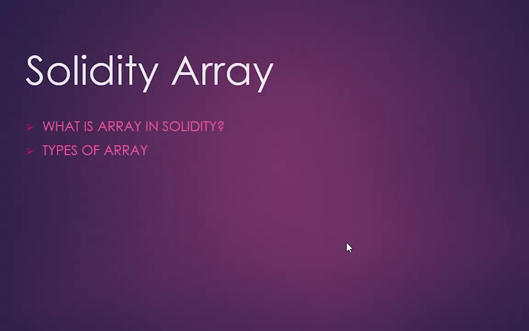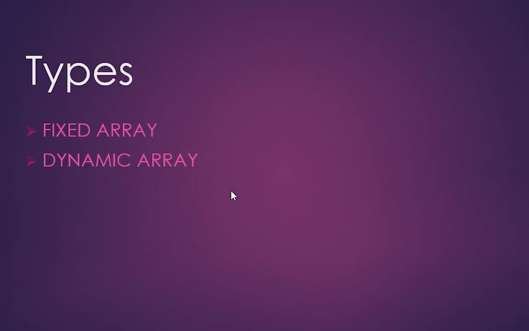Hi Tech family, welcome to part 11 of the Solidity programming language course. And this time we're going to learn what arrays are in the Solidity programming language. And we will also see what the types of array are. There are two types of array: one is fixed array and second is dynamic array. These are the two types of arrays in the Solidity programming language, and we will also see how we can work with them after moving to the Remix IDE. So without wasting our time, let's move to the Remix IDE.